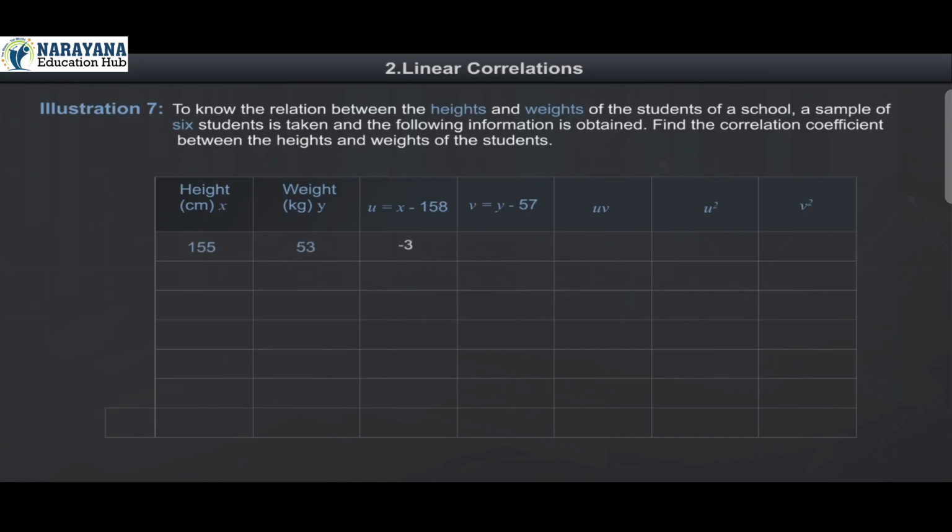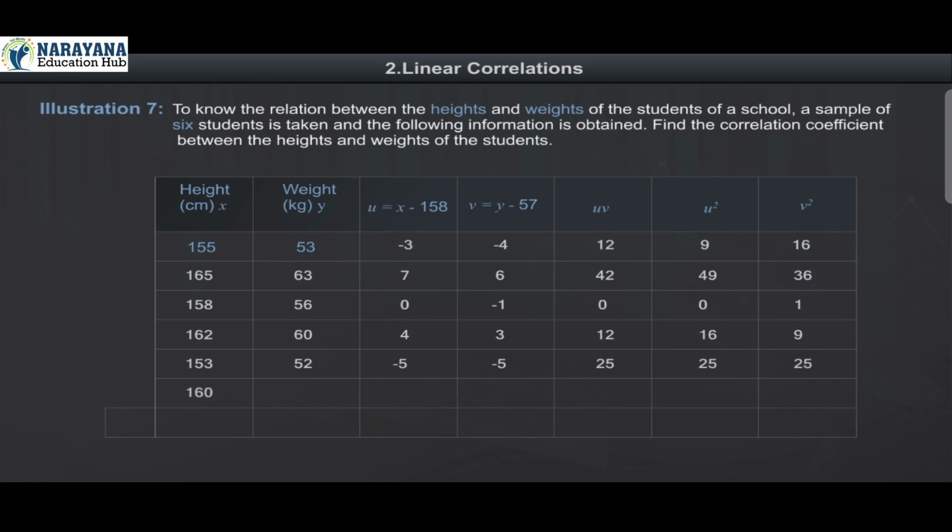155, 53, minus 3, minus 4, 12, 9, 16. 165, 63, 7, 6, 42, 49, 36. 158, 56, 0, minus 1, 0, 0, 1. 162, 60, 4, 3, 12, 16, 9. 153, 52, minus 5, minus 5, 25, 25, 25. 160, 60, 2, 3, 6, 4, 9. Total 953, 344, 5, 2, 97, 103, 96.